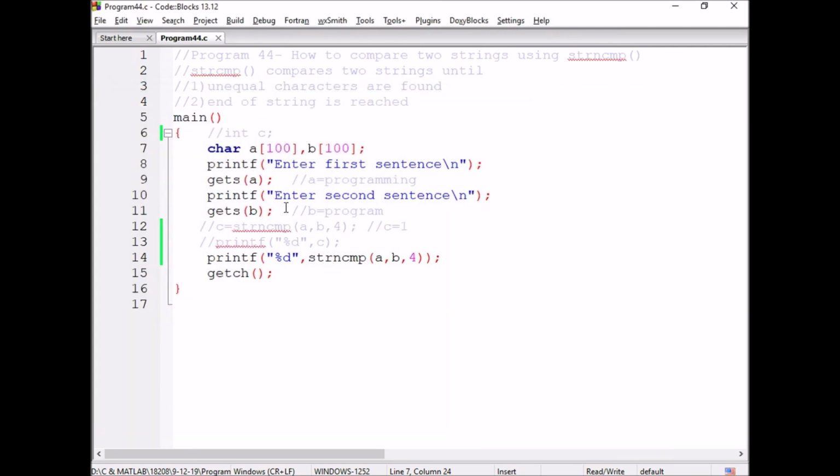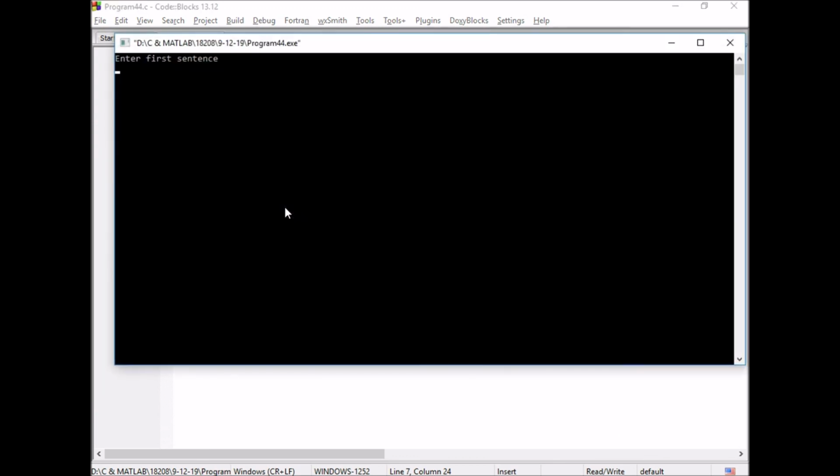If I write the capital A and small a, it will give the ASCII difference between the capital A and small a. This is the capital A and this is small a. The ASCII difference is minus 32. This is how strncmp works differently compared to the strcmp.